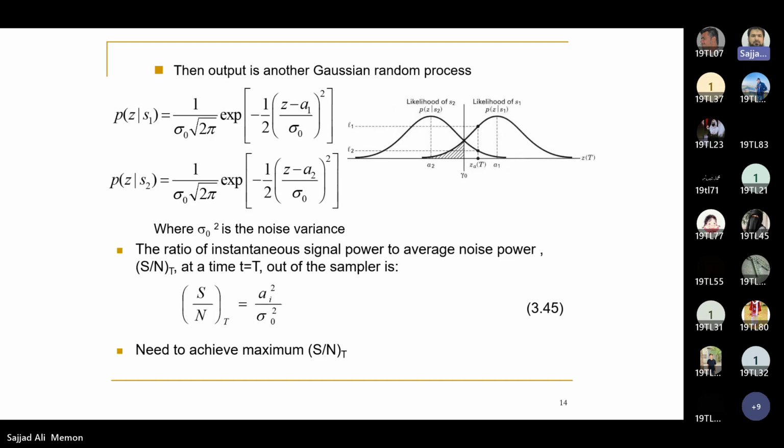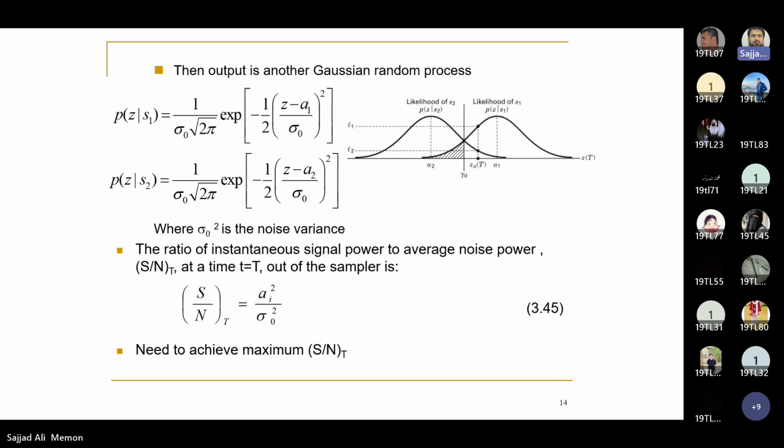So this equation can be written as, if it is the probability that this statistic Z is S1, it is this, and instead of N we now have Z minus A1. Similarly for S2 we have Z minus A2, where psi naught square is the noise variance, and the ratio of instantaneous signal power to average noise power at the time of the particular sample. So we say that the output of the sampler at time T is AI square plus noise variance, psi naught square.